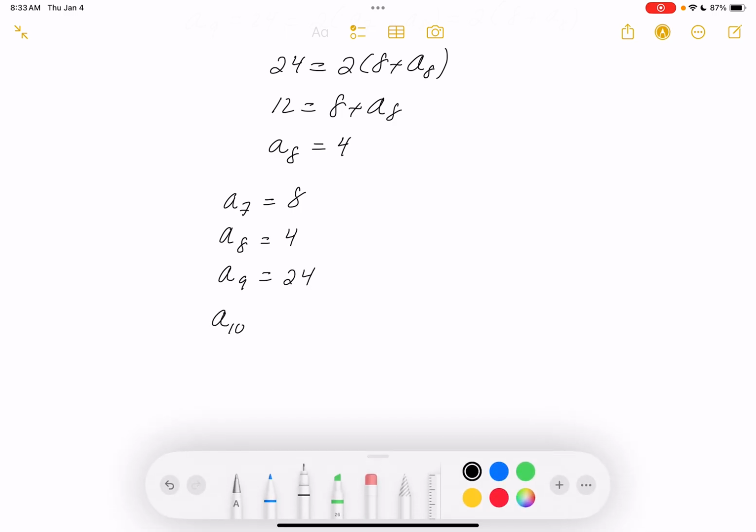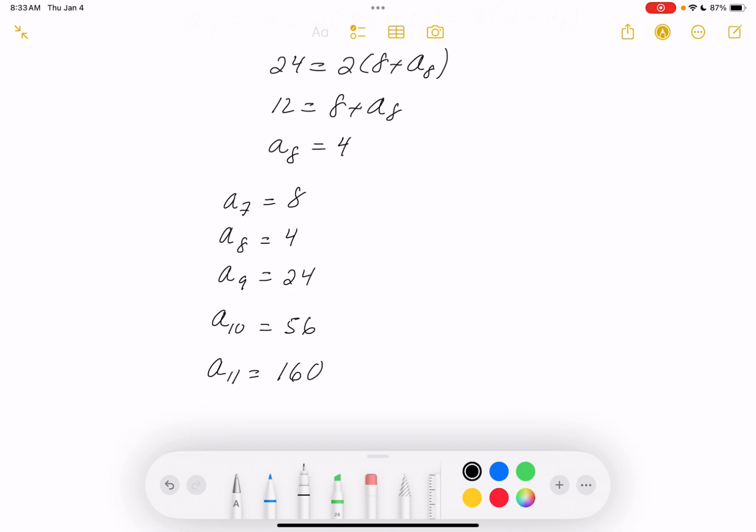What's A10 going to be? I look at the prior 2 terms, add them together. That's going to be 28 times 2, 56. A11, which is the term I want, look at the prior 2 terms, add them together. You get 50, 60, 70, 80. You're going to get 160.